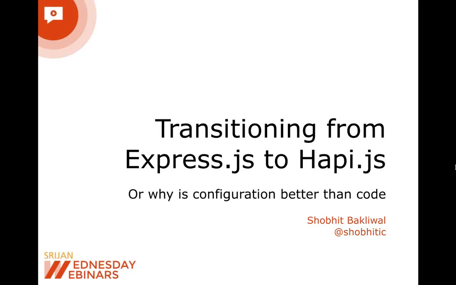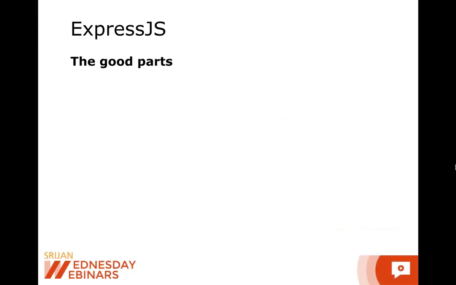Yeah, hi, this is Shobit from Codigami, and today I'll be talking about transitioning from Express.js to Hapi.js. Hapi is actually sort of a new framework as compared to Express, and it is really great for delivering business value, and today we'll see how. So let's talk about Express.js first, the good parts.